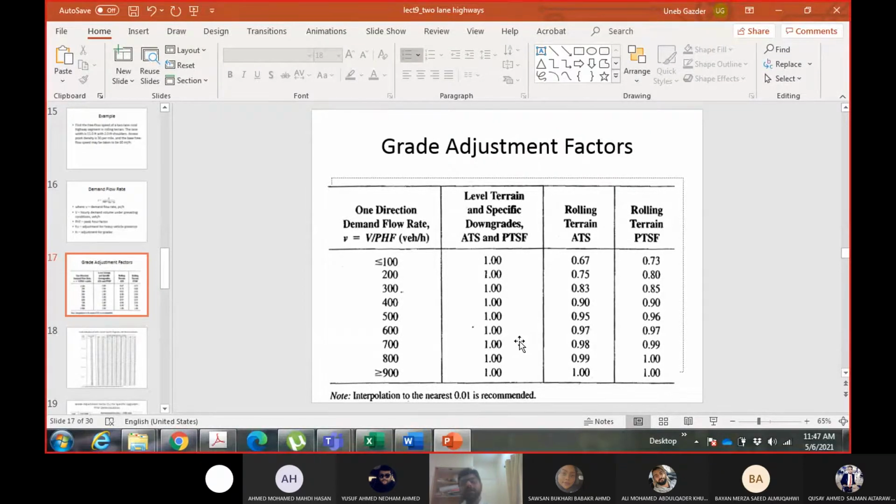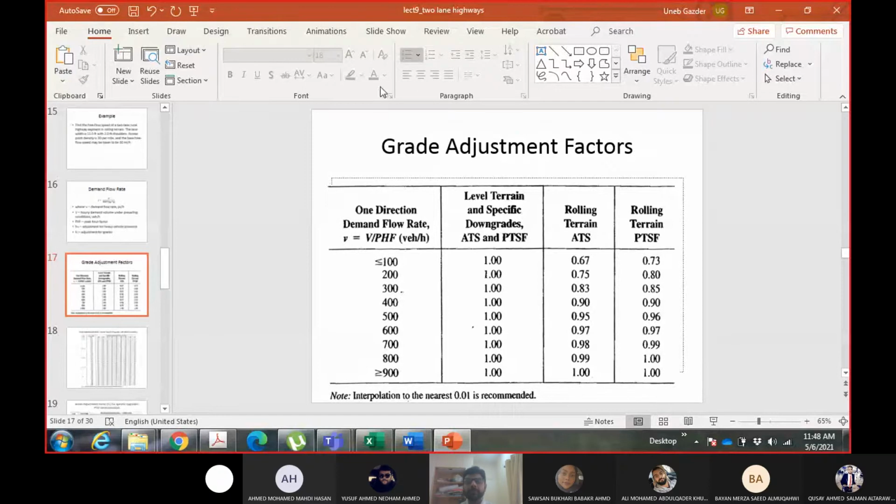Okay, that also means for any other terrain conditions, you can have 2 flow rates, one for average travel speed and the other one for percentage time spent following. So the flow rate can change according to the parameter you want in the end. If I want ATS, the factor may be different, and you will see in the other tables it is happening with all the other factors as well. All the factors depend upon what you need in the end, whether you need ATS or PTSF.